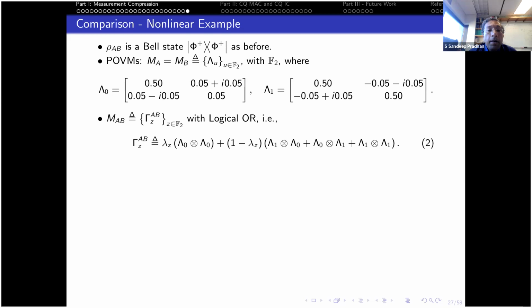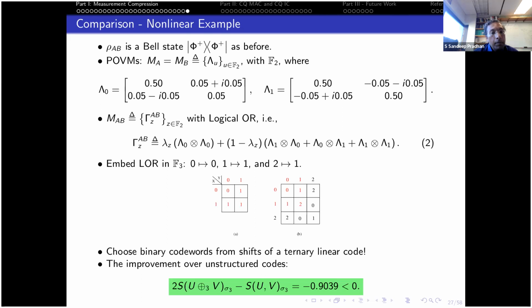So either 0 or 1; if any one of them is 1, it is 1. As I said, the logical OR function looks highly nonlinear in a finite field of size 2. So what we do is go to a higher field, and we kind of linearize it in the sense that we embed this logical OR function in a higher field.